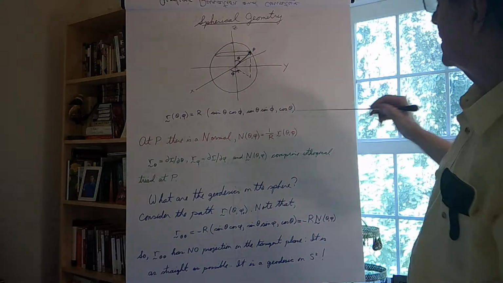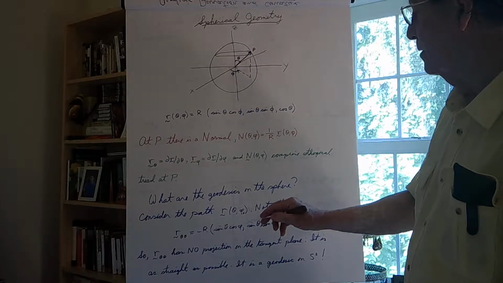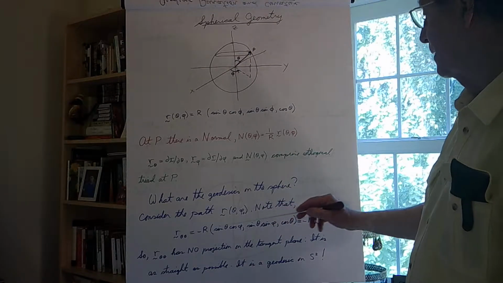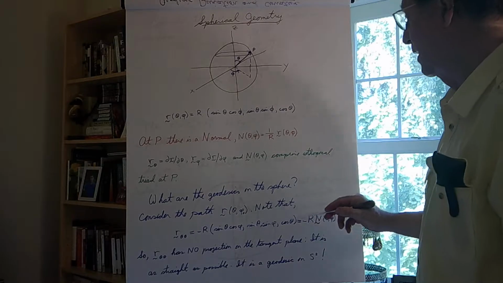Okay, we'll differentiate this twice with respect to theta, and you'll get a simple answer. It's just sines and cosines, so it's easy to do.